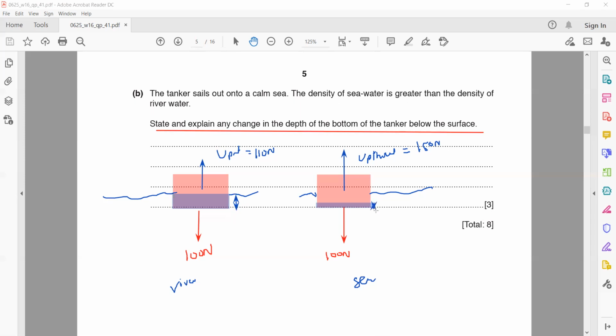So what we will observe is this change: as the sea water has a higher density, it will apply a greater upthrust or greater upward force. And due to this greater upthrust, the depth of the tanker in sea water will be smaller as compared to the depth of the tanker in river water. Is it clear?